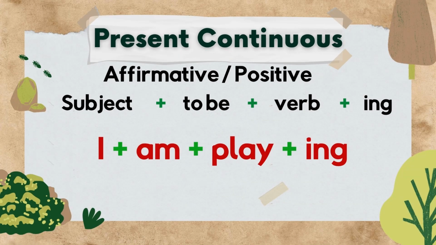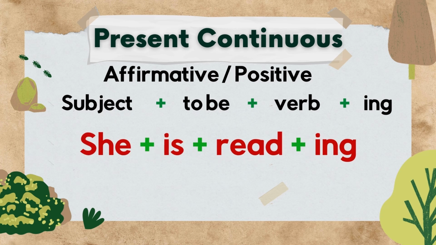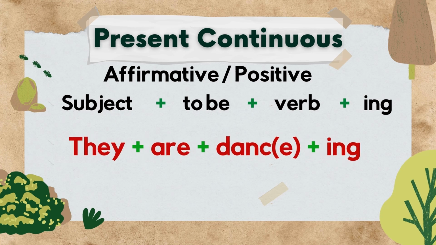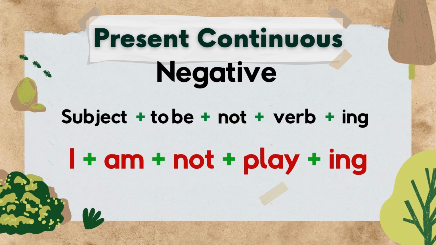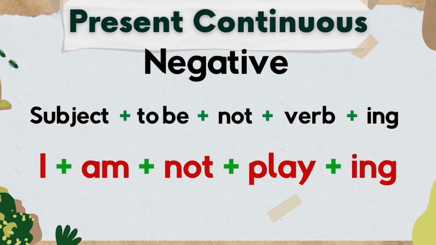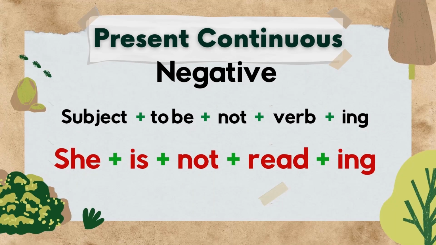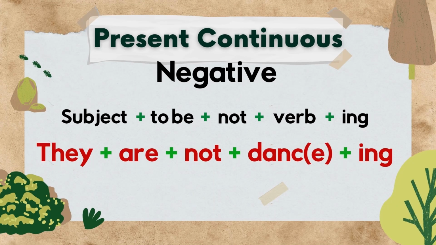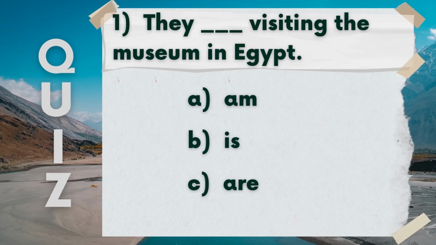In the positive, we have subject plus verb to be plus our verb plus ing. Like, I am playing. She is reading. They are dancing. For the negative, we need to add not. I am not playing. She is not reading. They are not dancing. Let's check our understanding.